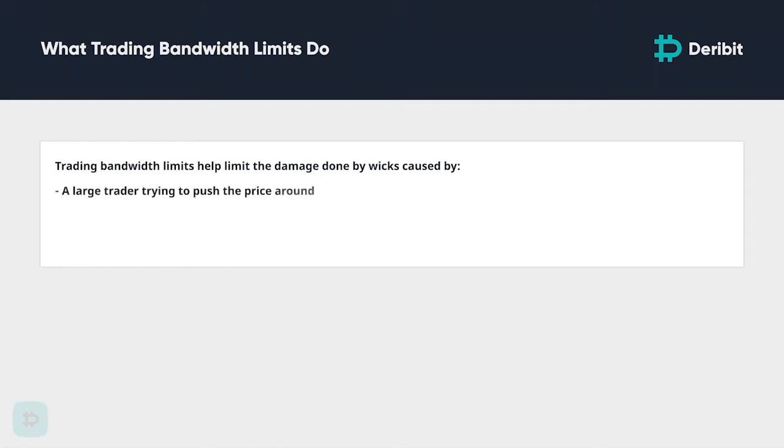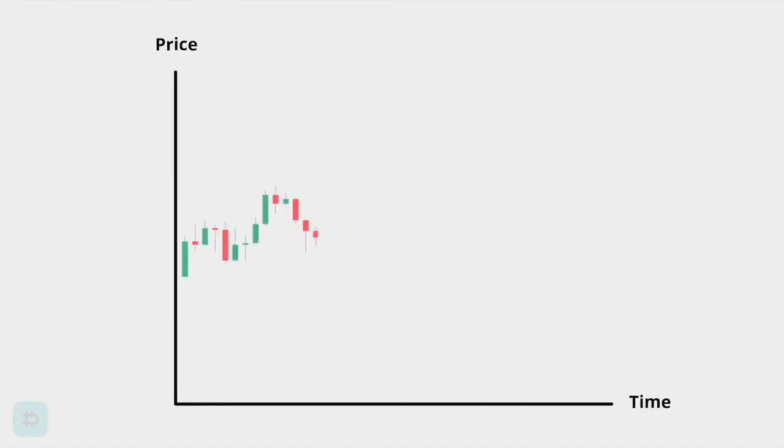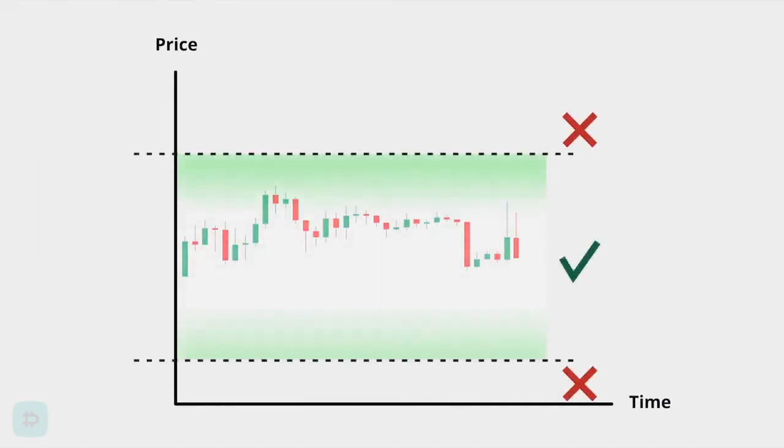A large trader trying to push the price around, a stop hunt for example, an accidental fat finger where a trader mistakenly enters a large order at market and just clears out the order book, or a cascade of liquidations and or stop losses, possibly as a result of one of the first two reasons. Bear in mind though that these are usually just temporary deviations away from the real price.